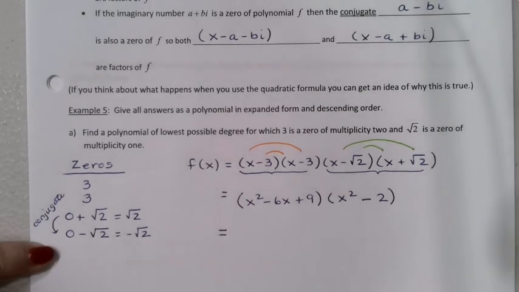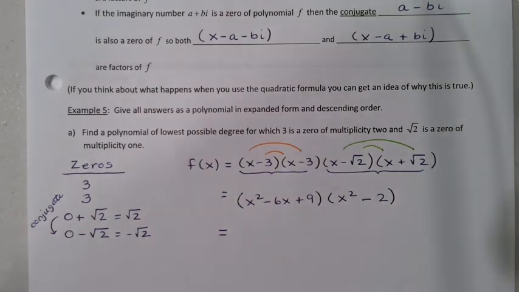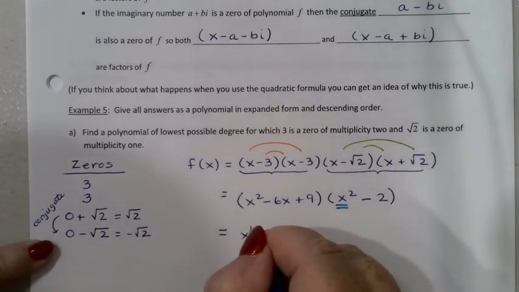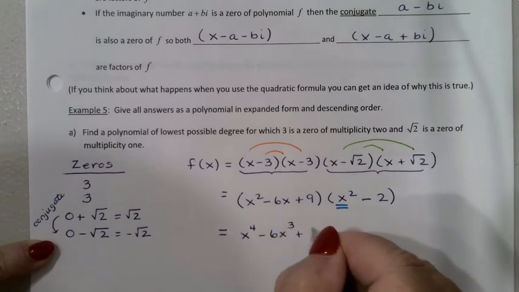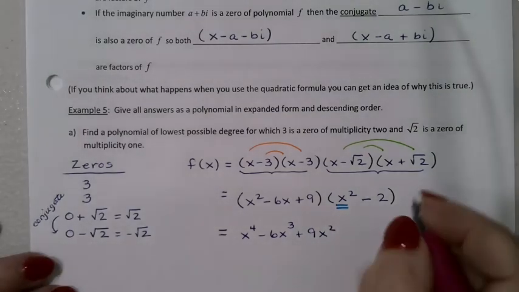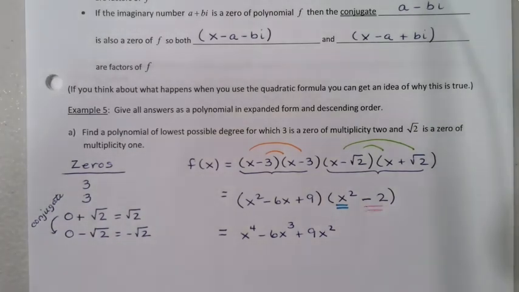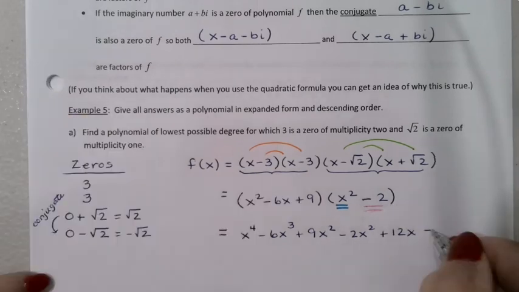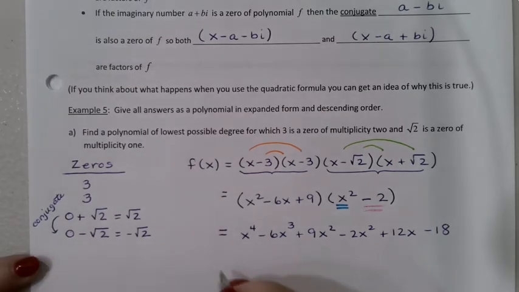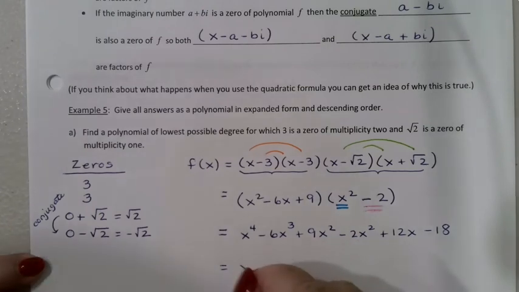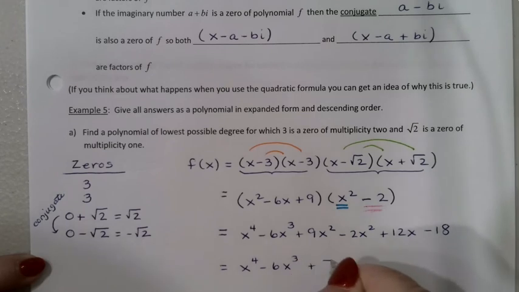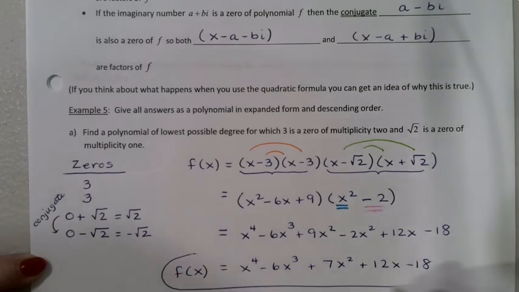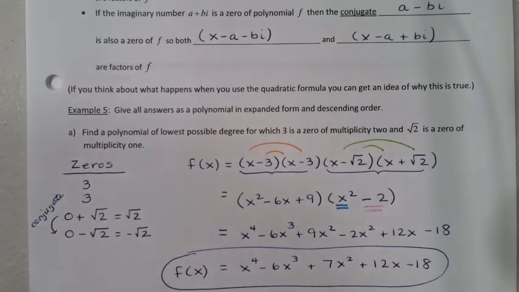All right. I'm going to start by taking my x squared here and multiplying it all the way through here. So x to the 4th minus 6x cubed plus 9x squared. And then I'm going to distribute this negative 2. Negative 2x squared plus 12x minus 18. There's not a whole lot I can combine. I guess just the x squared terms. Becomes a plus 7x squared. So there we go. That 4th degree polynomial will have the zeros that were specified.